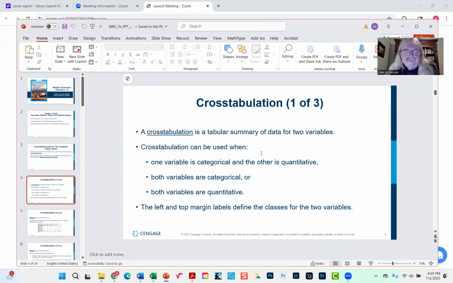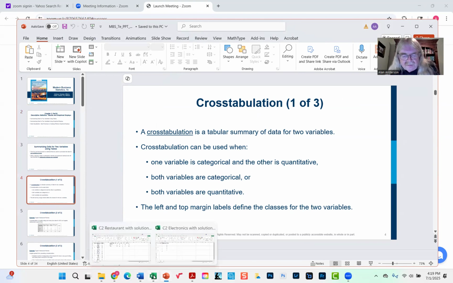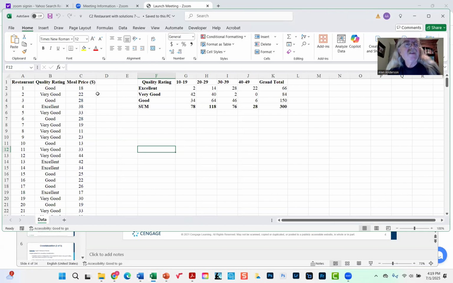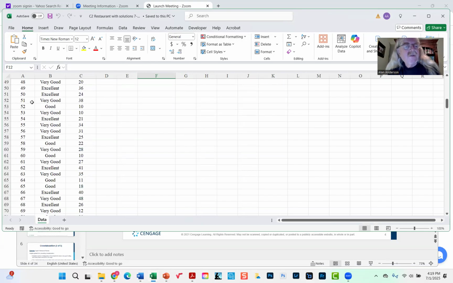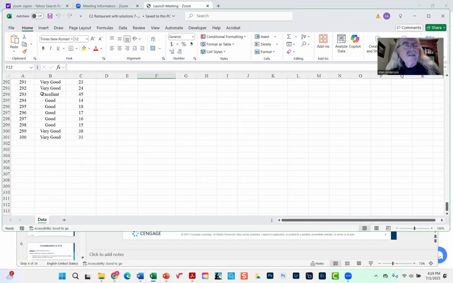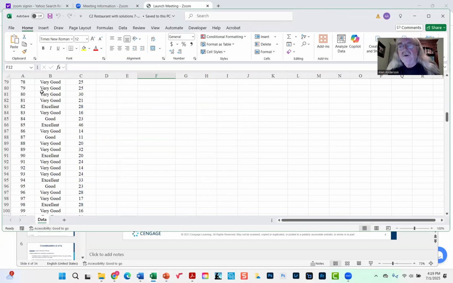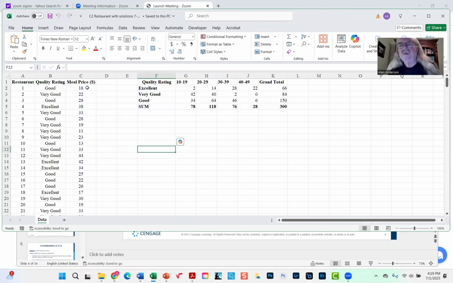So now I posted in Blackboard, this one is chapter 2 restaurants. And what's happened here is that the data consists of 300 restaurants. Let's scroll down for a second. And you can see that there's only two variables here. One of them is the rating of the restaurant, which is, of course, qualitative data, or categorical data, it's sometimes called. And then the second number here is the price, the average price of a meal in dollars. So that's, of course, quantitative data.